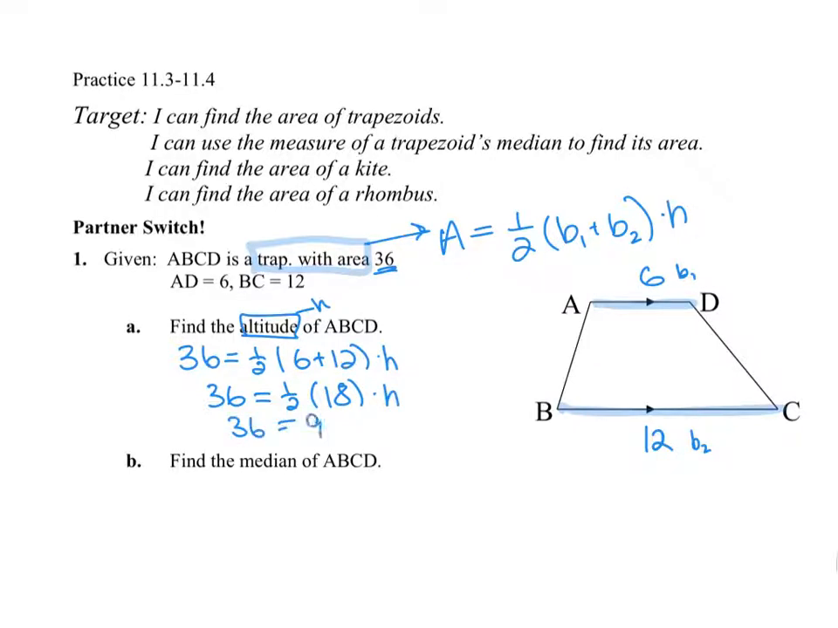36 equals half of 18, which is 9. And then if we divide by 9, we get the height is 4. So that was pretty easy. Hopefully you could have done that on your own.